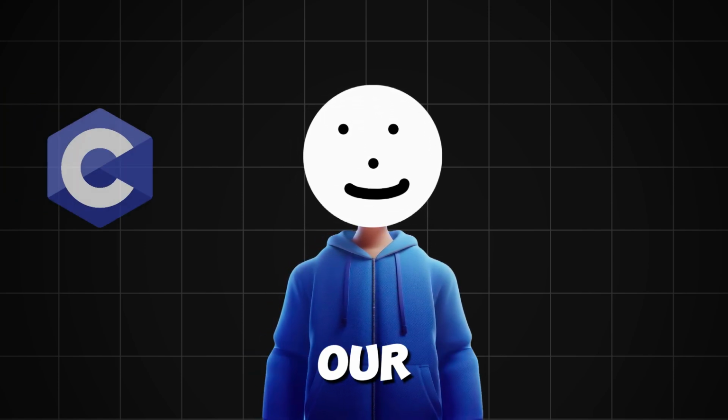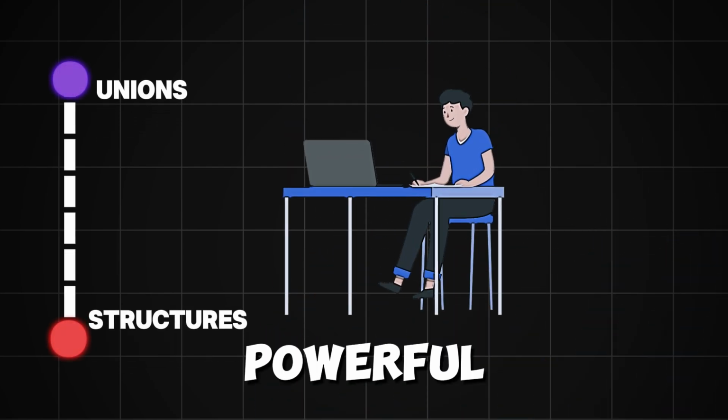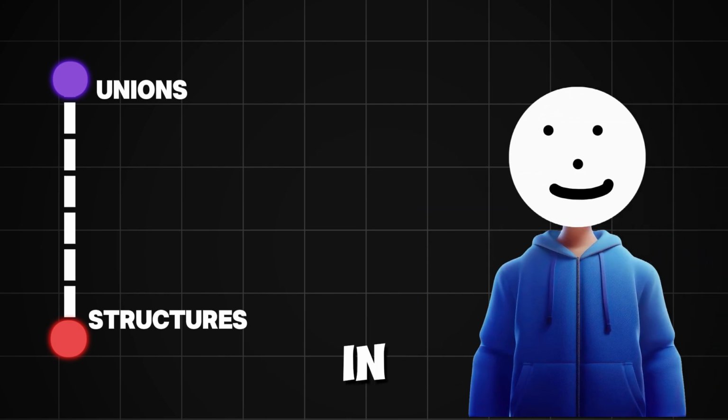Today we're wrapping up our C language series with an in-depth look at structures and unions. These are powerful tools that can help you manage different data types and optimize memory usage in your programs.